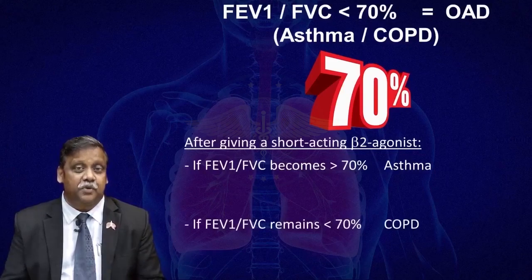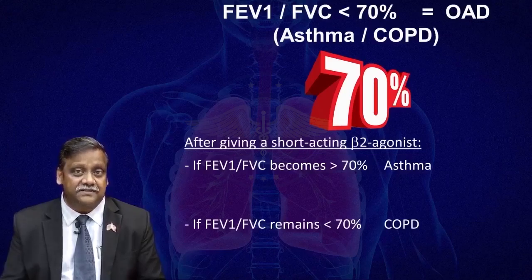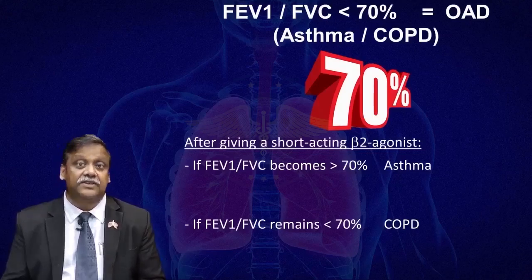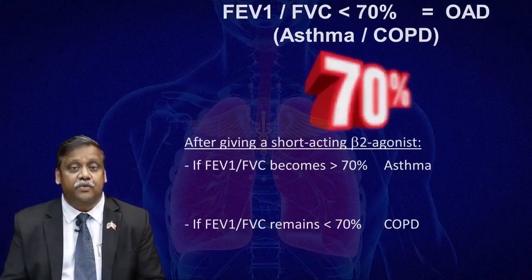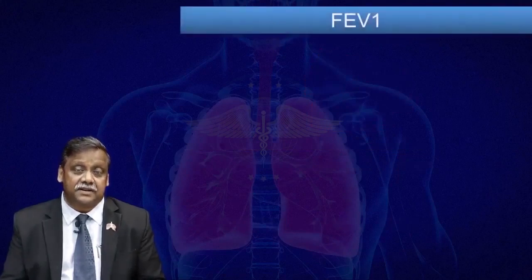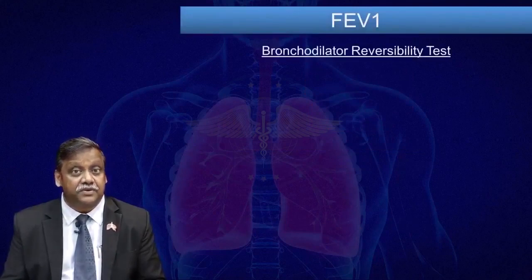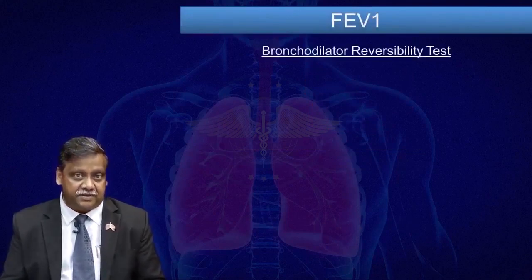In fact, a post-bronchodilator FEV1 upon FVC ratio of less than 70% is the defining criteria for COPD on spirometry. Once you have made a diagnosis of obstructive airway disease, the other way you can confirm whether this is asthma or COPD is to look at what happens in FEV1, the reversibility. It is called bronchodilator reversibility, but you use FEV1 as a parameter over here.